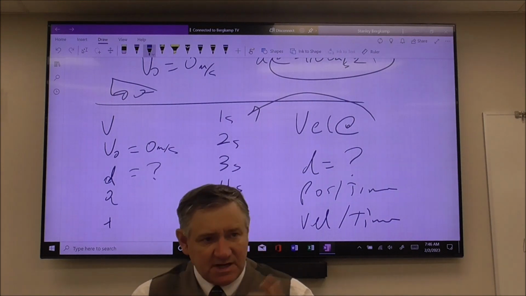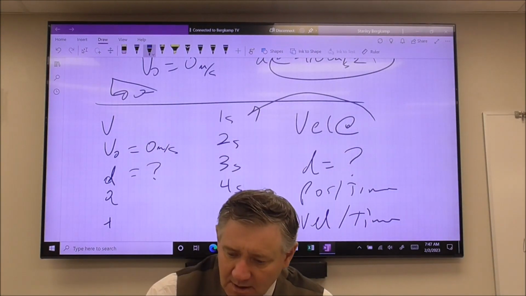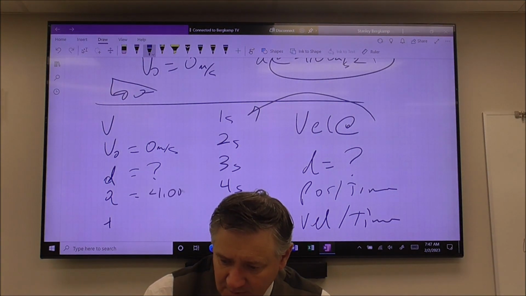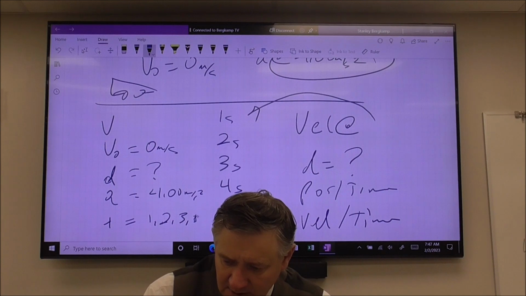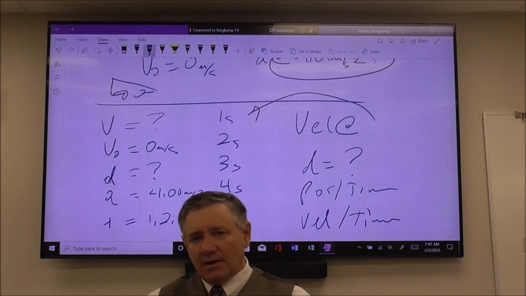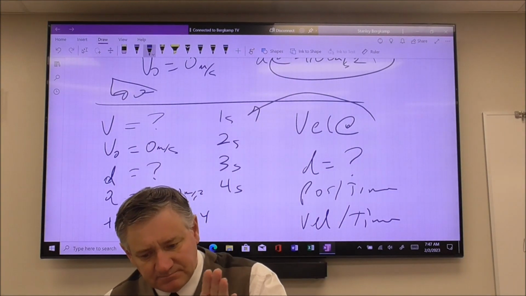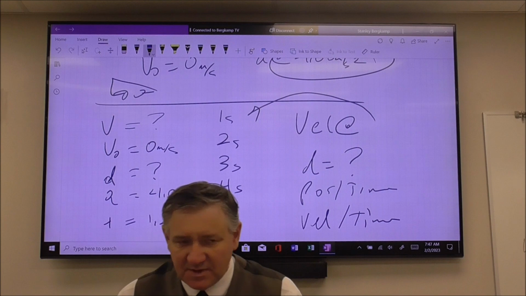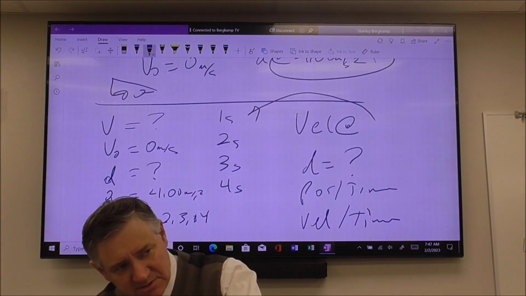Eventually, I'm going to look at what's going to happen to my distance. I know my acceleration, which is 4 meters per second squared. I know my values of time, 1, 2, 3, and 4. Final velocity, I don't know. But I know an acceleration. I know that I'm going to be speeding up. I've got a whole bunch of things that I do know, but yet a whole bunch of things that I don't know.